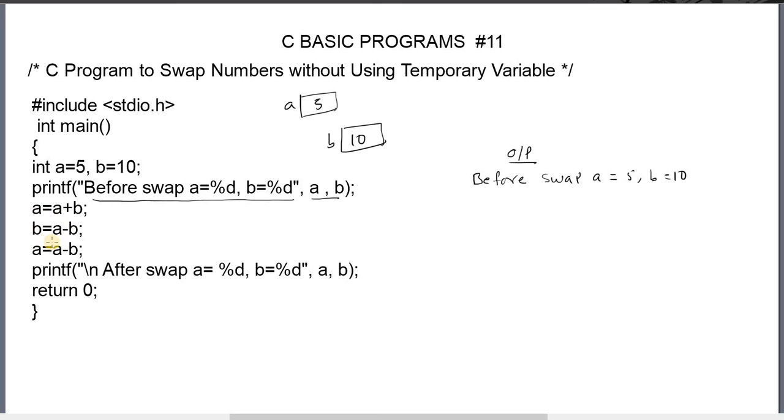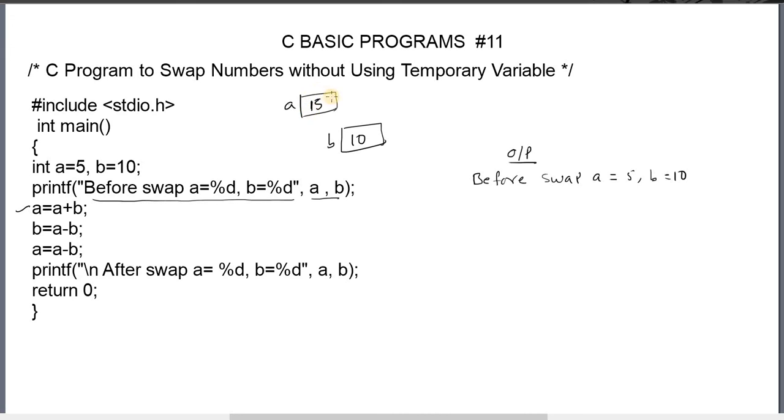Now, without taking help of a third variable, how to interchange these two variables? By this step, we get the addition of A plus B. That value will be stored in A. A will get the addition of these two numbers. A is 5, B is 10. After adding, we get 15, and 15 will be stored in A.